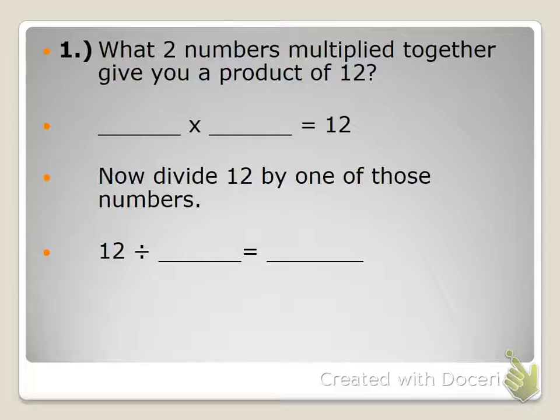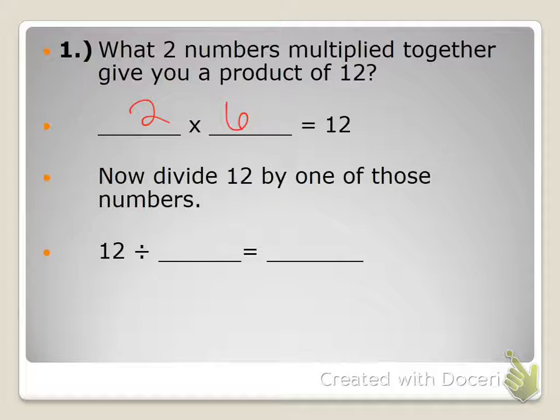First, what 2 numbers multiplied together give you a product of 12? Dominic, what do you think? 2 times 6. Okay, 2 and 6 would be one option. So 2 times 6 would be 12. We would have other options like what? 3 and 4 would be another option.